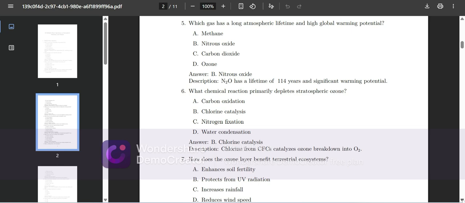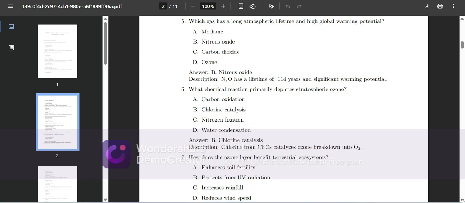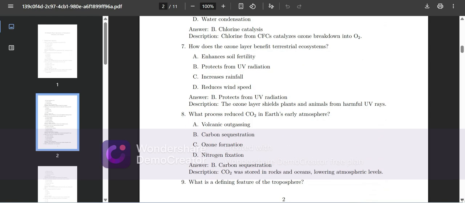What chemical reaction primarily depletes stratospheric ozone? Chlorine catalysis. Chlorine from CFCs catalyzes ozone breakdown into oxygen.